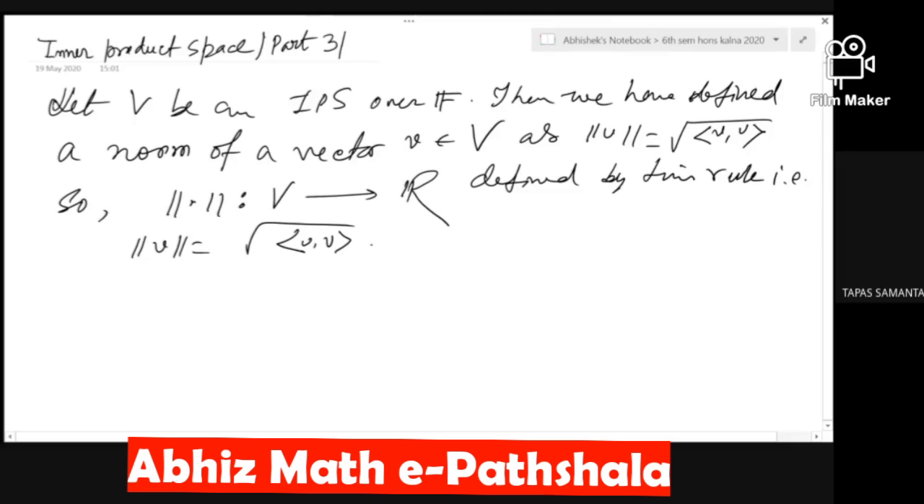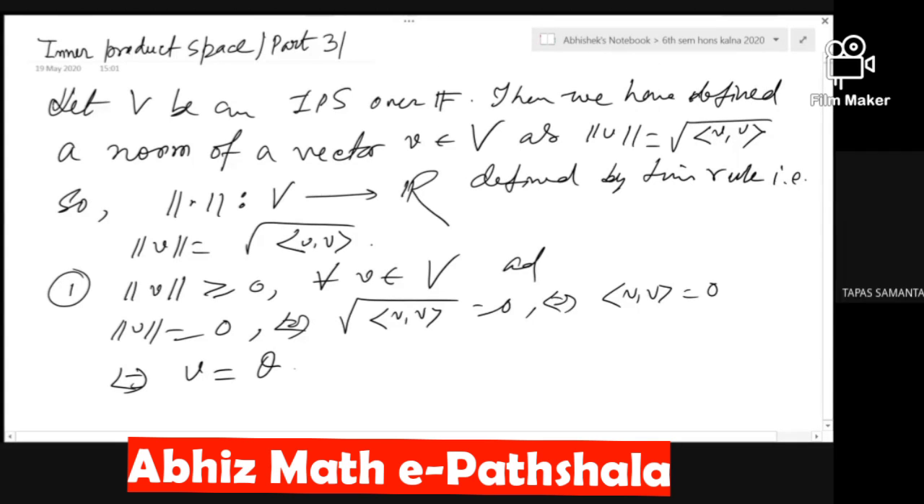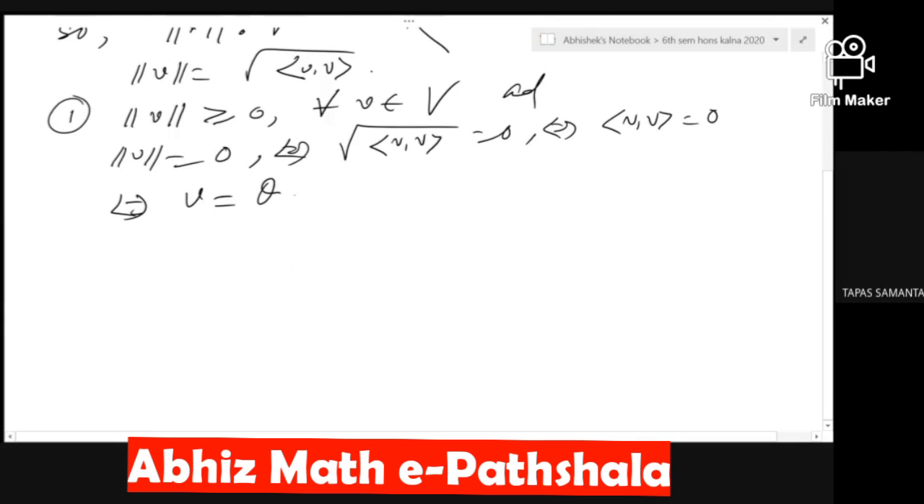Now if you look at the function, you will see that the first property it has is that it is a non-negative function, that is for every vector V, norm of V will be greater or equal to 0, and if it is 0, then root over inner product V comma V is 0, that is if and only if inner product V comma V is 0, that is if and only if V equals theta. So the only possibility is V is theta. So this is the first property it has.